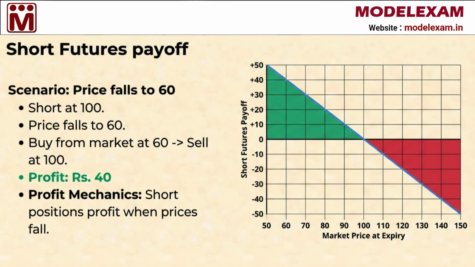To wrap things up, let's visualize this short strategy in action. Imagine the market price falls to 60. Because you agreed to sell at 100, you can buy from the market at 60 and fulfill your deal at 100, pocketing a profit of 40 rupees. On a chart, this appears as a downward sloping line. It reinforces the golden rule for sellers: short positions profit when prices fall and lose when prices rise. Understanding these simple charts is your first major step in mastering the mechanics of the futures market.